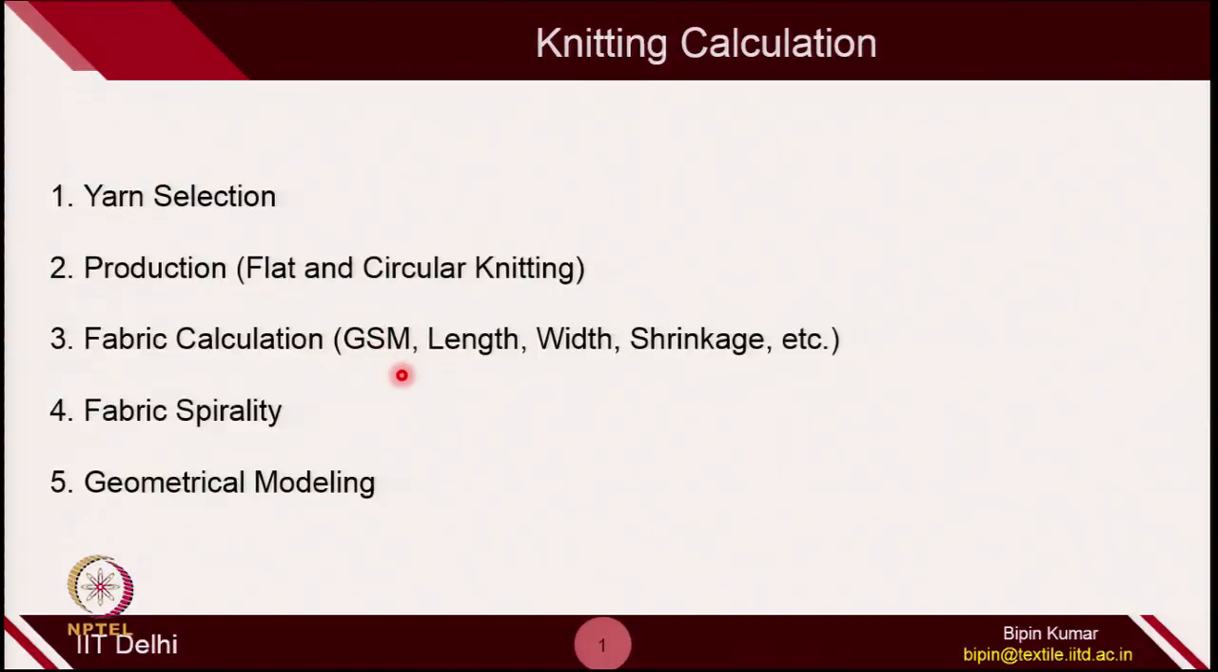Now, we will also see some of the basic calculations related to fabric, like calculating GSM with fabric structural parameters like loop length, stitch density, and yarn tex. We will also see how we can determine the length and width of the fabric with the help of shrinkage parameters. So, for all calculations related to the fabric structure, we will derive some useful relationships.